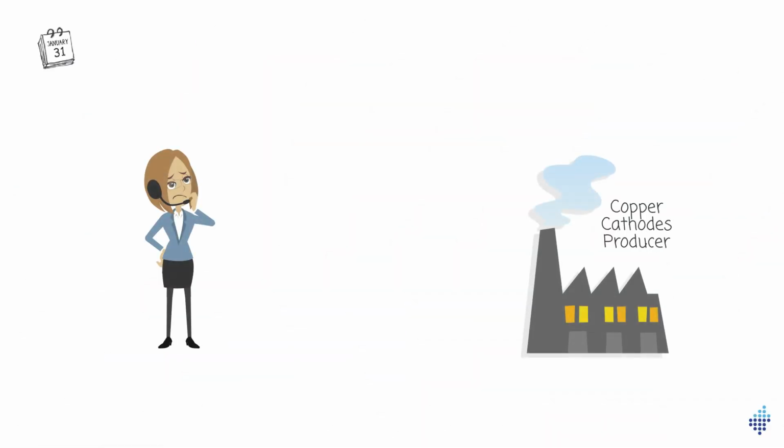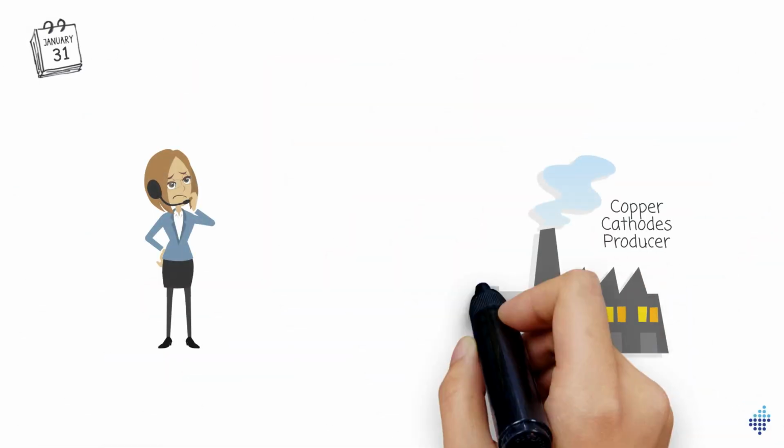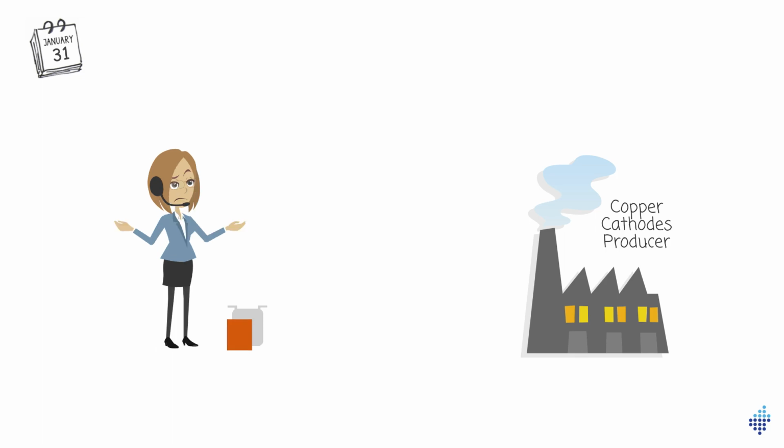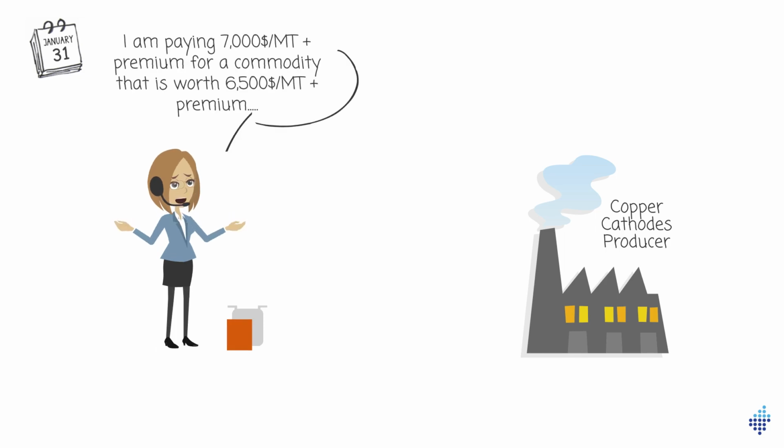It is now the 31st of January, and the trader receives the physical copper cathodes from the supplier. The market value of the cathodes is now $6,500 per ton plus premium, $500 lower than the price agreed for this deal. But the trader has to pay its supplier $7,100 per ton, because the price was fixed on the 2nd of January.